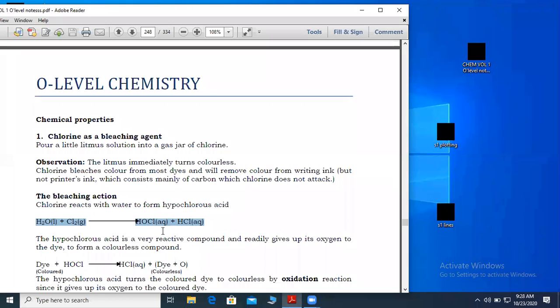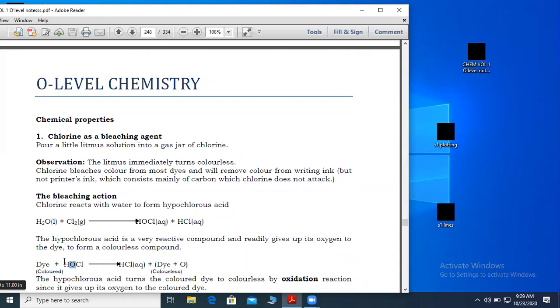So removing the color, this is our equation, a very common equation. Please, all of you must learn this equation. We have a dye that is colored. Now when we add hypochlorous acid, the hypochlorous acid will give up its oxygen to the dye. And when it gives up its oxygen to the dye, we shall form hydrochloric acid.